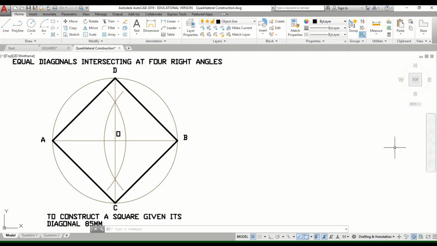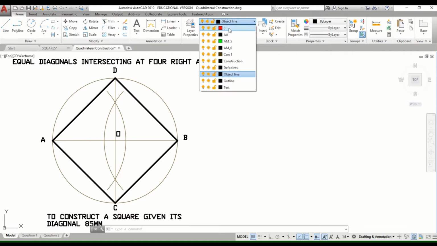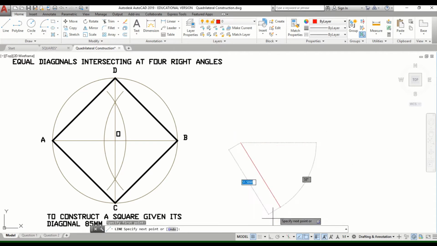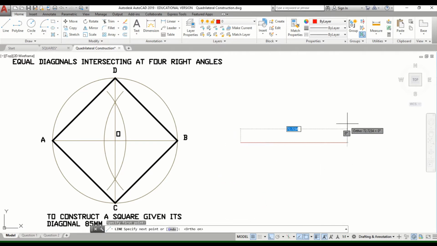In this construction, we will be constructing a square when given its diagonal. The diagonals are intersecting at right angles. So we have A, B, C, D. Those are the diagonals. And you are given the diagonal of 85. So to begin with, let's choose a construction line and we draw the diagonal. This diagonal is 85. Let me put on the auto to make sure it's completely horizontal, 85 units long.